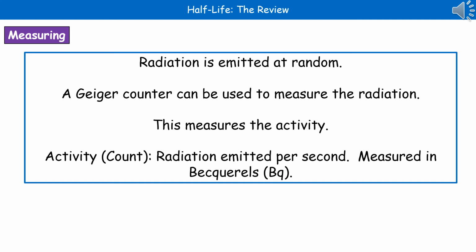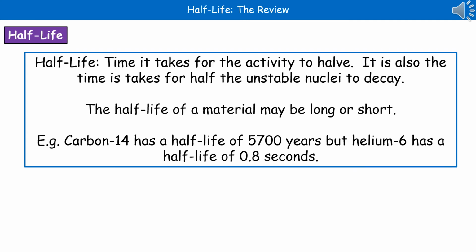So the Geiger counter measures the activity, and the activity is the radiation emitted per second, which is measured in becquerels. When we're talking about half-life, that's the time it takes for the activity to halve, or it could be described as the time it takes for half of the unstable nuclei to decay. Half-life could either be long or short depending on the material. So carbon-14 has a half-life of 5,700 years, but helium-6 has a half-life of 0.8 seconds.